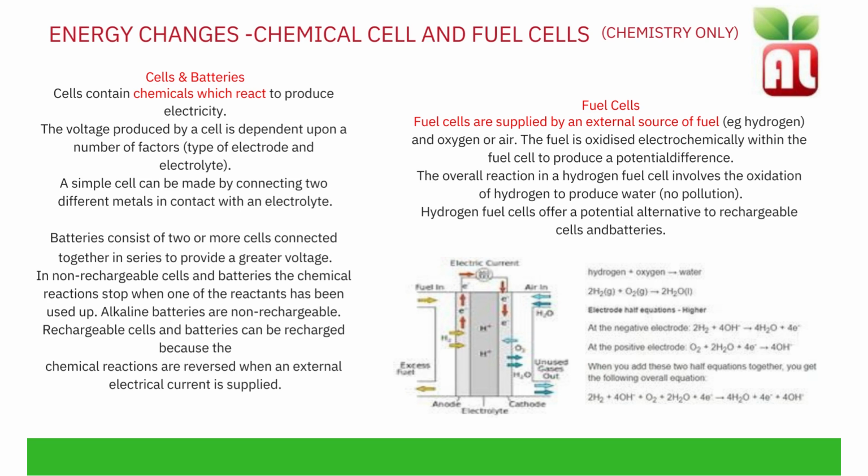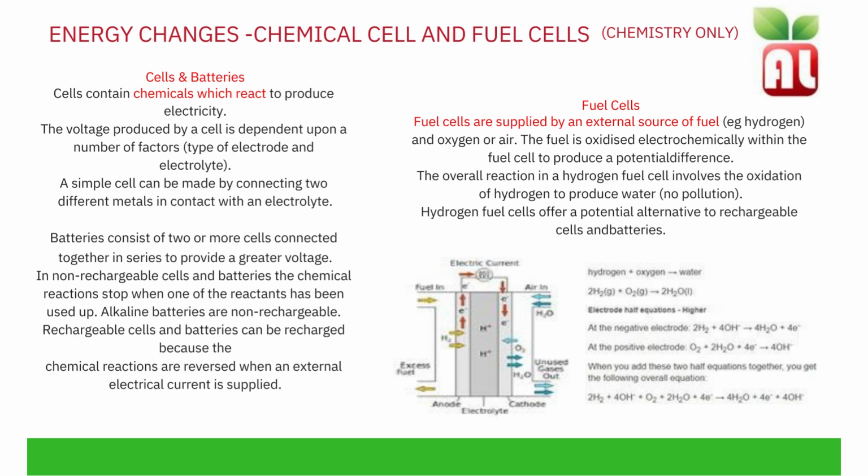The voltage produced by a cell is dependent upon a number of factors: the type of electrode and type of electrolyte, electrolyte being the chemicals inside the cell. A simple cell can be made by connecting 2 different metals in contact with an electrolyte. Batteries consist of 2 or more cells connected together in series to provide a greater voltage.